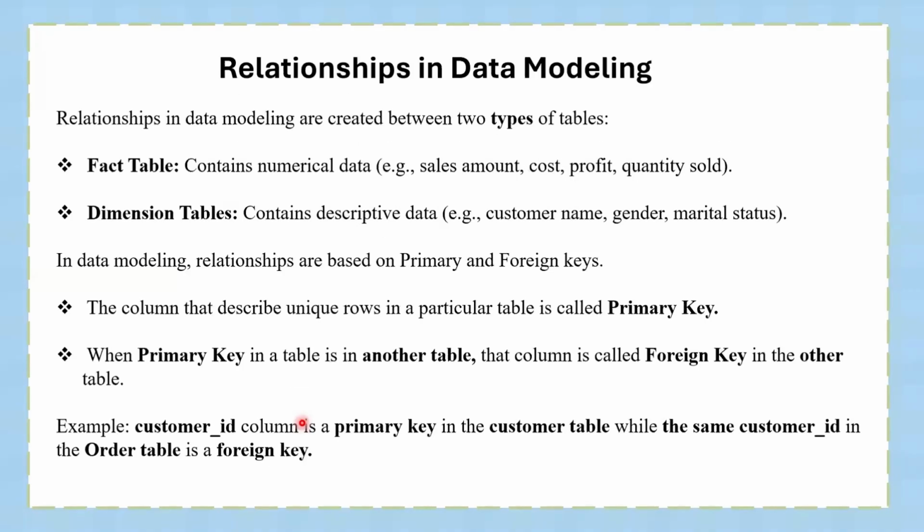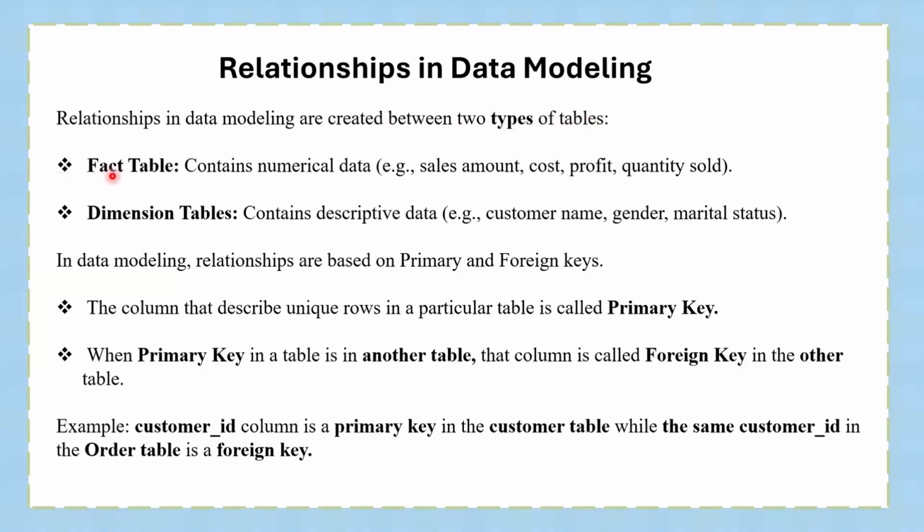Now that we have learned what data modeling is, which is to create relationships between tables, what are the relationships in data modeling? Relationships in data modeling are basically created between 2 types of tables. Please note that I said types, not 2 tables. While I was explaining what data modeling is, I said it helps you create relationships between tables, which could be 2, 3, 4, 5, more, or as required. Now, there are 2 types of tables that you need to create relationships between in data modeling.